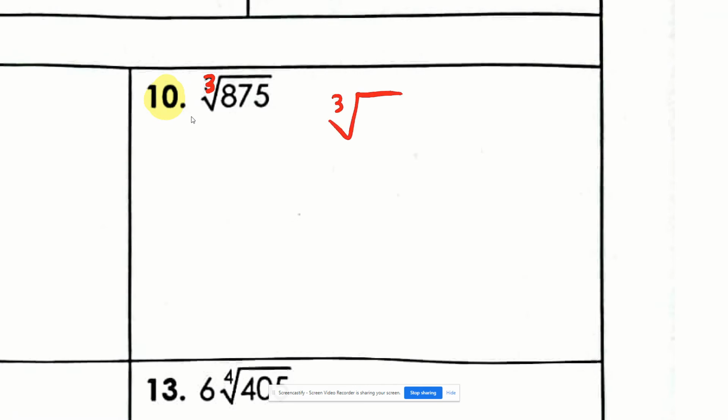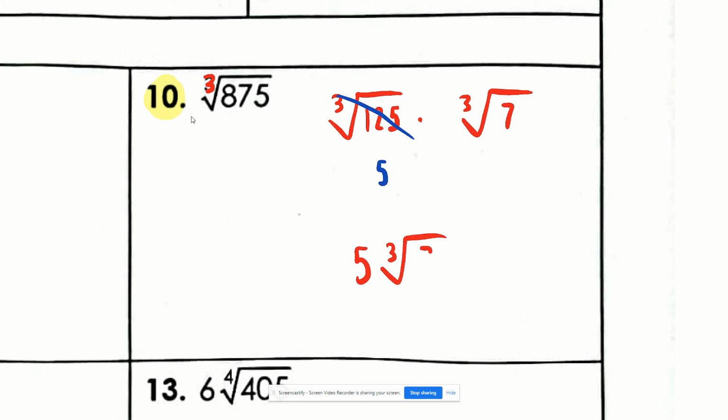So 125 is the biggest perfect square that goes, I'm sorry, I just said that wrong. It's the biggest perfect cube that goes into 875, and it goes in there 7 times. So that's exactly how we're going to break this one down. The cube root of 125 gets to break out as a whole number 5. And then, of course, that 7 has to stay inside. So this answer, since that 5 has nothing else to combine with, is simply 5 times the cube root of 7. All right, that's number 10.